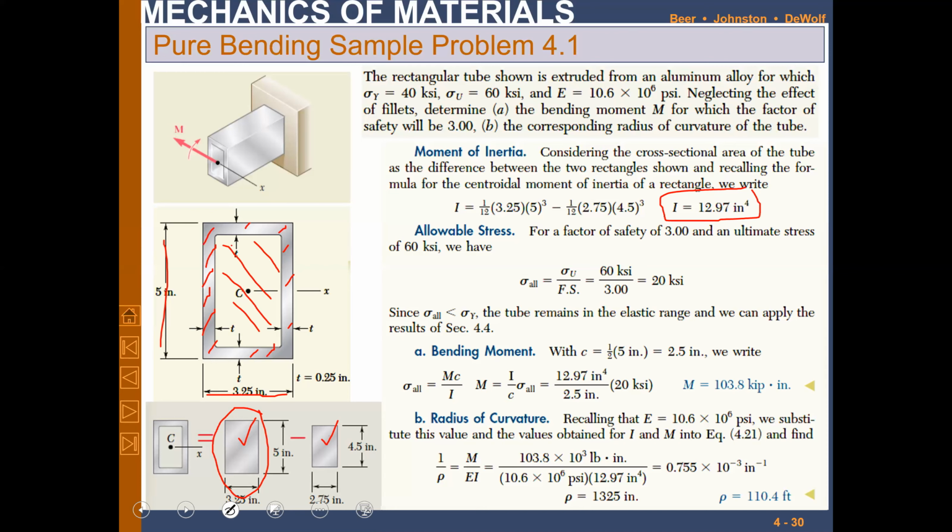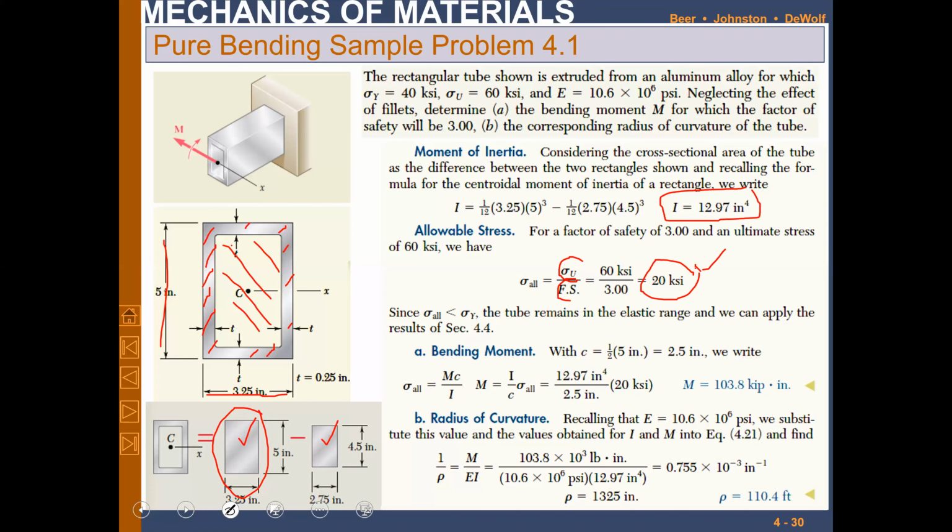Now, allowable stresses we have already seen. The ultimate normal stress divided by the factor of safety gives the allowable stress. The maximum we can allow is 20 ksi. Since this is less than sigma y, the yield strength, we are safe and don't need to worry about it. We are still operating in the elastic range, and in the elastic range we know Hooke's law applies, so we can calculate accordingly, right?